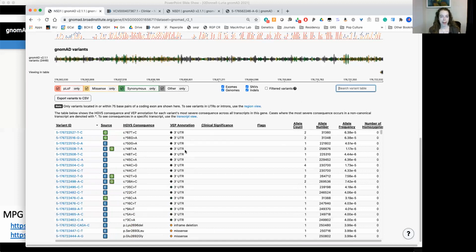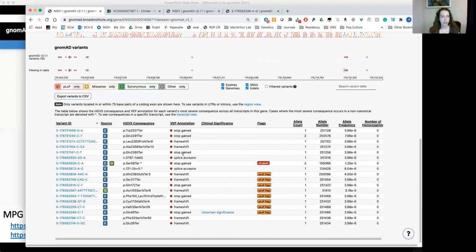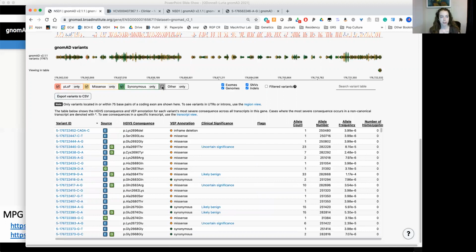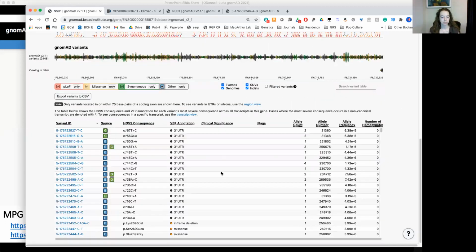We're only showing pass variants here, but you can click and show variants that fail QC filters also. If you're interested just in loss of function variants in the gene, you can click loss of function only, and then you can add other variants in as you want. So there's a lot of ability to choose what you want to look at.